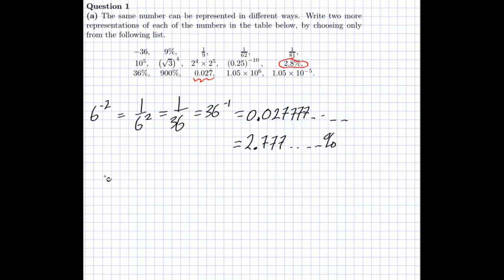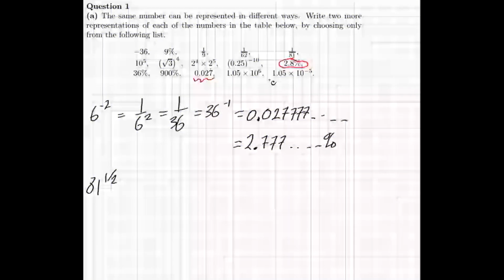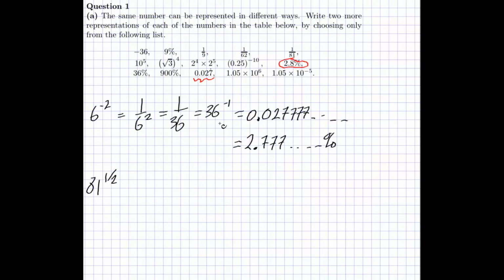So we'll move on to the next one then. We have 81 to the power of a half. I don't see any 81s there. There's a 1 over 81, but power of a half does not mean 1 divided by. That's what the power of minus 1 means. Power of a half means square root. So that is the square root of 81, which is 9.